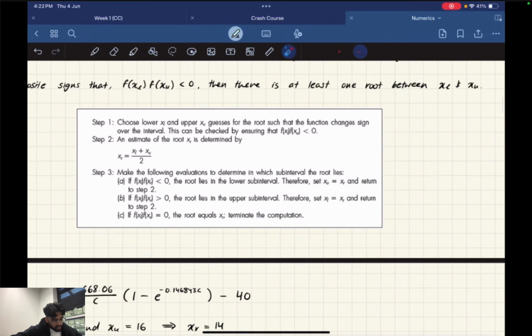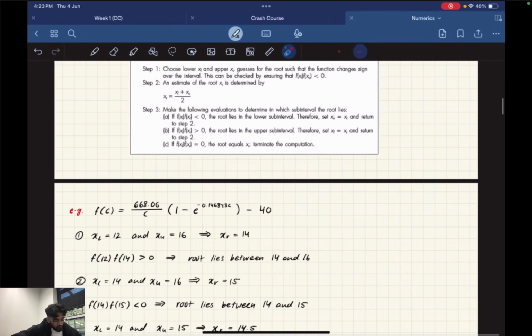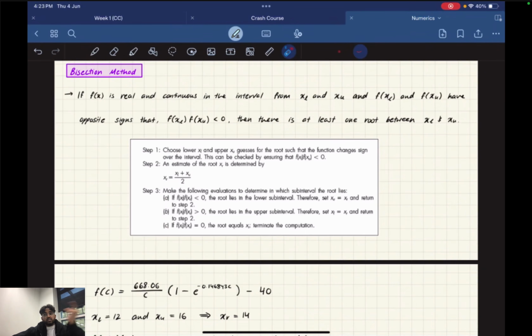So the rule pretty much summarizes your method, how to go about it. You choose the lower x value and upper x value. If the multiple of f of xl, the y value at xl, and f of xu, the y value at xu, is negative, that means we have a root that lies between those two values. If it's greater than 0, that means it's on a different end.